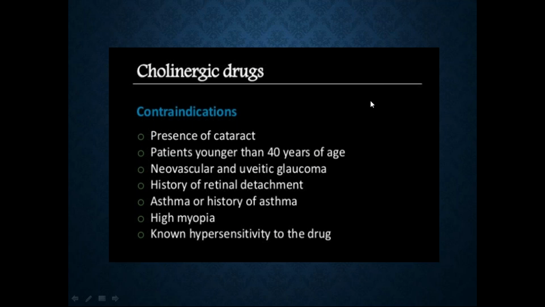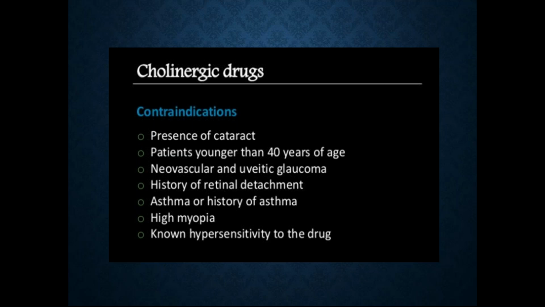Now the contraindications for these cholinergic drugs are: if any cataract is there. Why can't we give cholinergic drugs if cataract is there? Because if the pupil constricts more, the light rays passing and reaching the retina will reduce, right? So the patient will have more defective vision when compared to normal people. If there is cataract, we should not give cholinergic drugs.